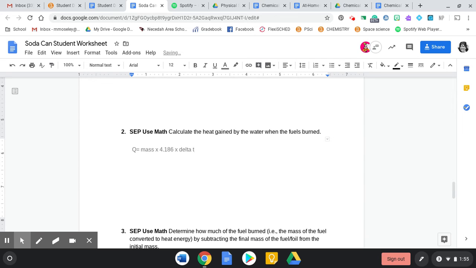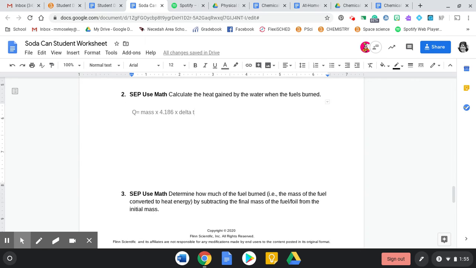So you're going to go through and calculate what is the energy when you burned the charcoal underneath the water, and then what is the energy when you burn the wood splint under the water. So those are going to be two different numbers that you're going to get there.